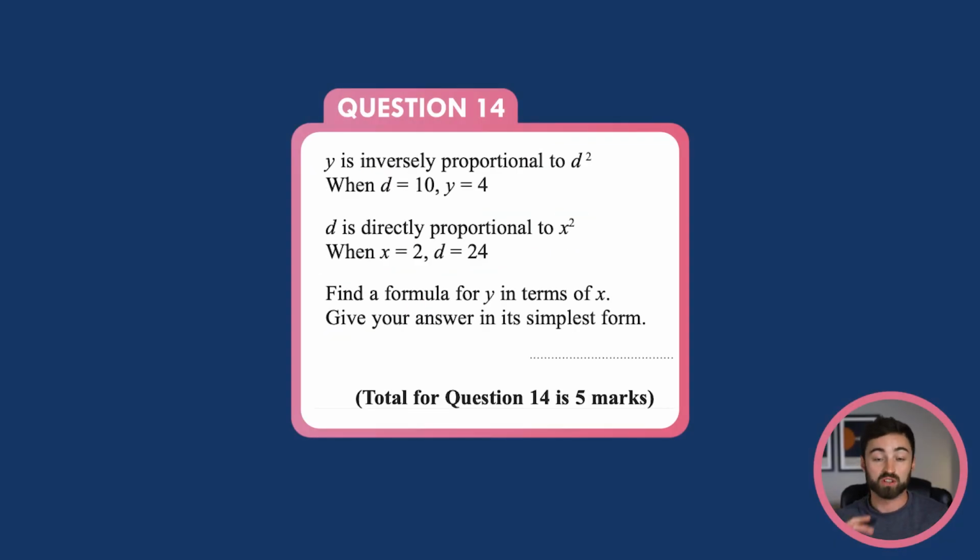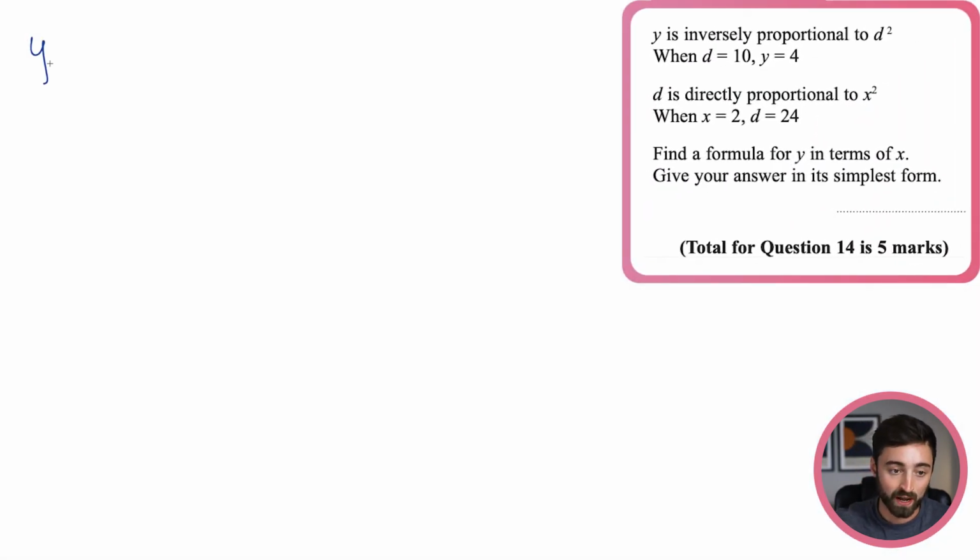Question 14, we got some inverse proportion. So y is inversely proportional to d squared, d is directly proportional to x squared. So there's 3 variables going on here, so it's pretty difficult, right? It's all about formulas, okay? So we need to convert the sentence y is inversely proportional to d squared into a formula. And that formula is y equals k, which is this constant of proportionality, which we're going to eventually work out. And then in the case of inversely proportional, it's divided by, so divided by d squared.